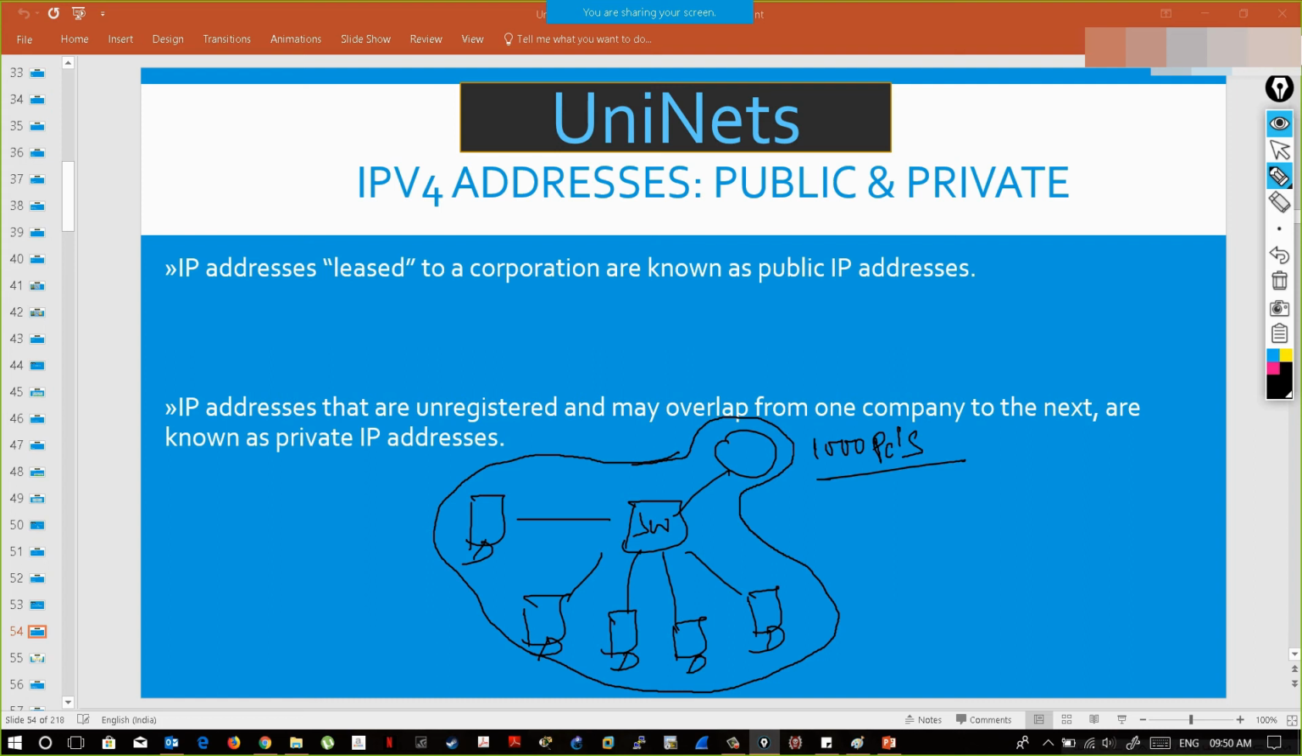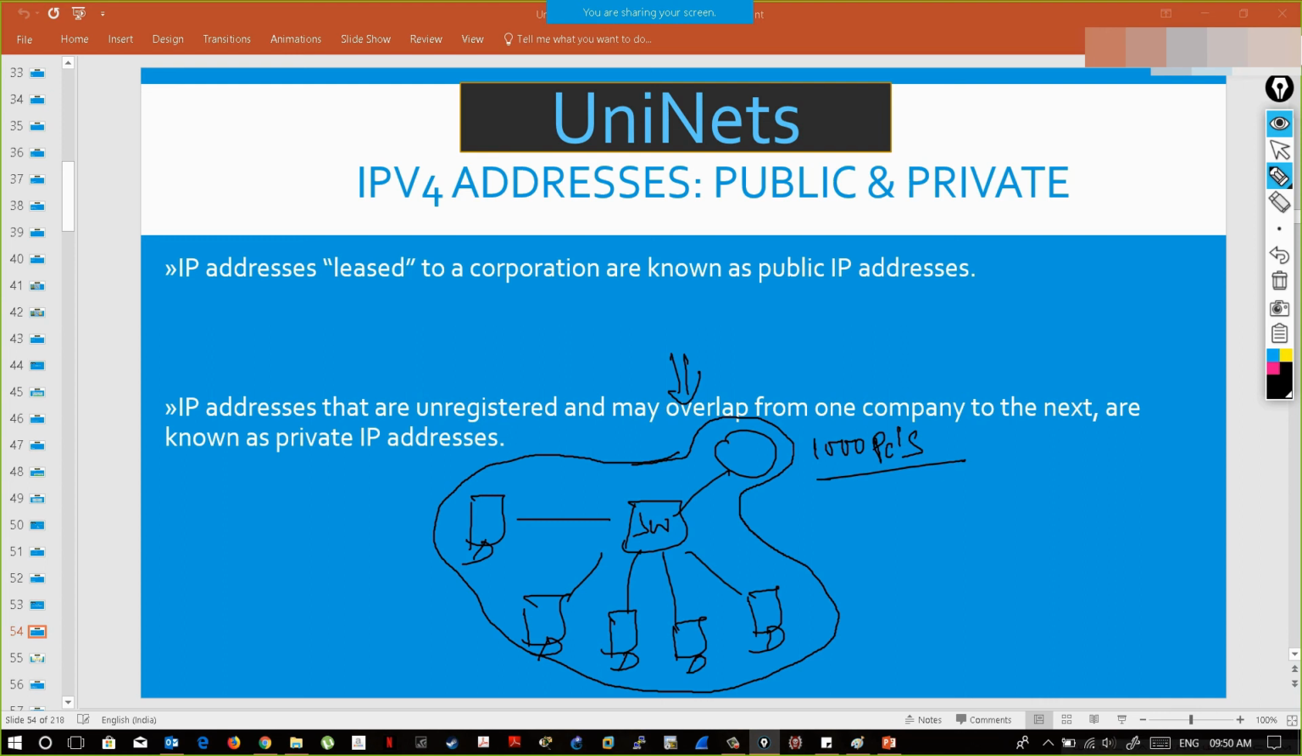For all the thousand PCs, I cannot get a thousand IPs from the public network. You will never do it. First thing is it will be very expensive, right? You cannot use the public range here. But to make your PCs communicate internally, the basic thing is you want an IP. Two PCs need an IP, then only they can communicate, right?